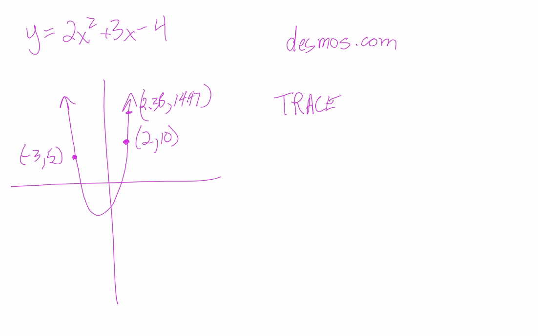There are a couple of key features of a graph. One of them is the y-intercept. The y-intercept is that location where it crosses the y-axis. Remember, this is our x-axis, this one's our y-axis. So we're looking, where is it going to intersect the y-axis? Once you have your graph, once again you can use trace, or on Desmos you can actually click on that point. They give you that point, and in this case it gives you (0, -4).